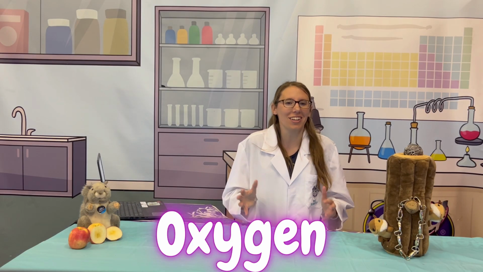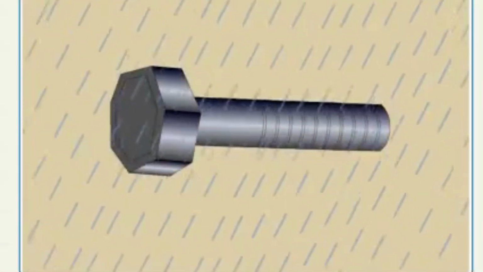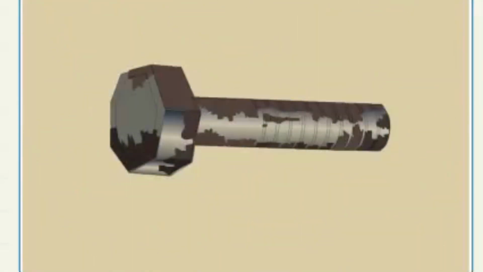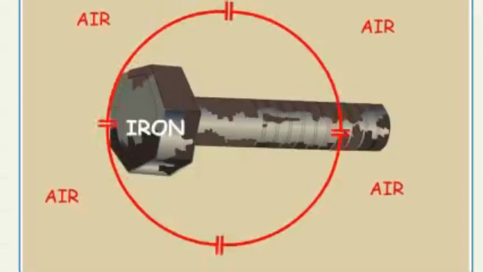Next, water must also be present. So if it rains or if the air is humid, the nail also gets wet. This means that water has been added to the mix. When oxygen and water are available, the chemical reaction begins.